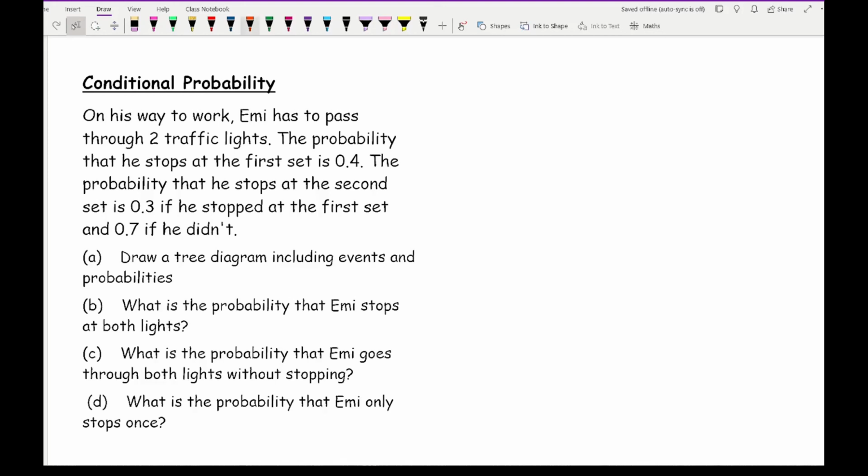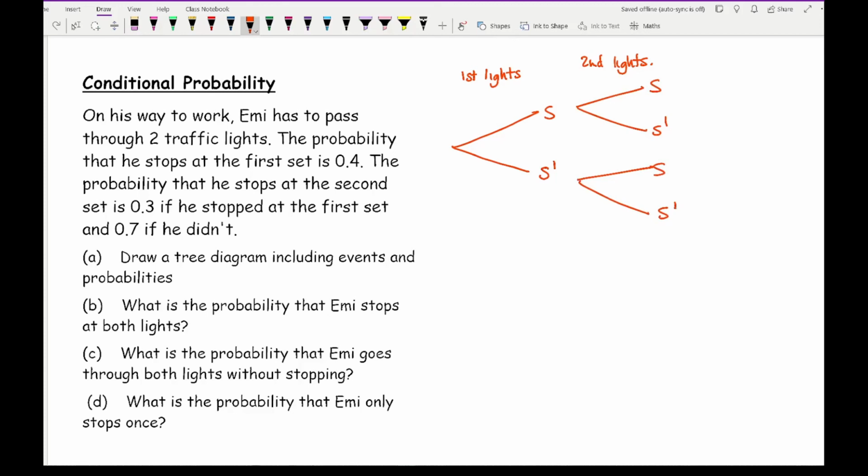So let's do that first. So here our first set of lights is our first event, and then we've got the second set of lights, which is our second event. So in this first case, he's either going to stop or not stop. And in the second set, he's either going to stop or not stop, and stop and then not stop. And in terms of the outcomes, this is going to be SS, S S dash, S dash S, and S dash S dash. So then what we've got to do is write down the probability.